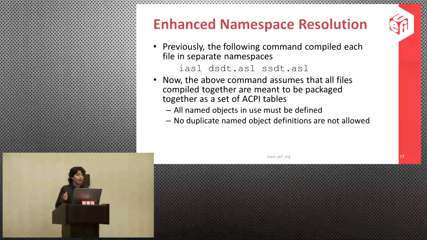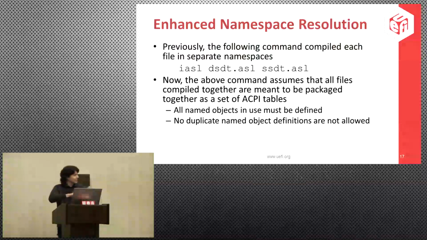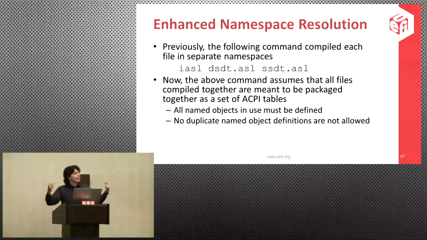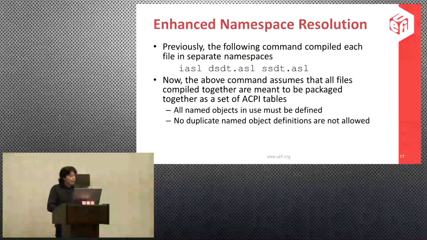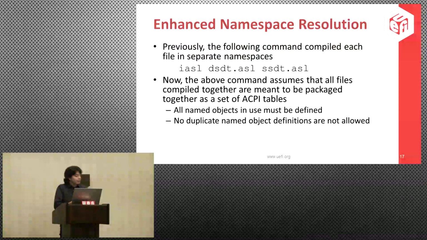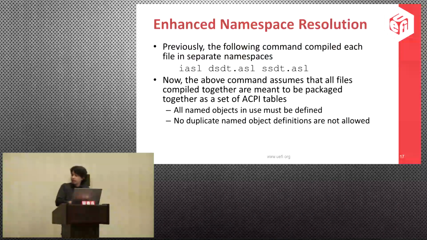All named objects in use must be defined. So if there is a named object that is declared external and it is being used, but it is not defined, then it is illegal. As well as, duplicate named object definitions are not allowed. So this is a change. If you are compiling ACPI tables in this manner, you may get additional errors.